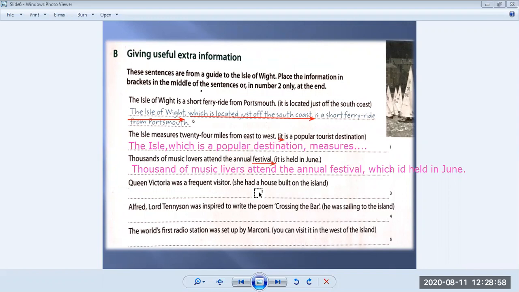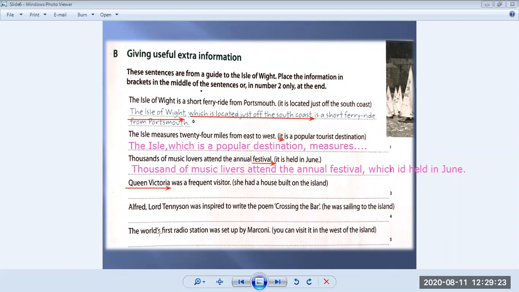and she had the house built on the island. Victoria was a frequent visitor. She had a house built on the island. So now I'm going to draw on the line. Are we talking about the visitor or are we talking about Queen Victoria? So we're going to define this Queen Victoria.